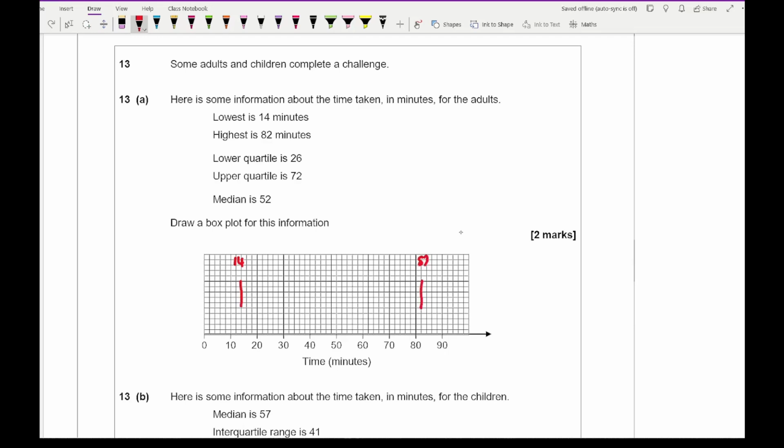Which is then, again, you should be using a ruler, but again, just to save a bit of time on the video, I'm not going to do that. And then the lower quartile is at 26. And the upper quartile is at 72. And the median's at 52. So it's there. And then you just want to join the lower quartile with the upper quartile and then draw your whiskers. So it should look something like that.